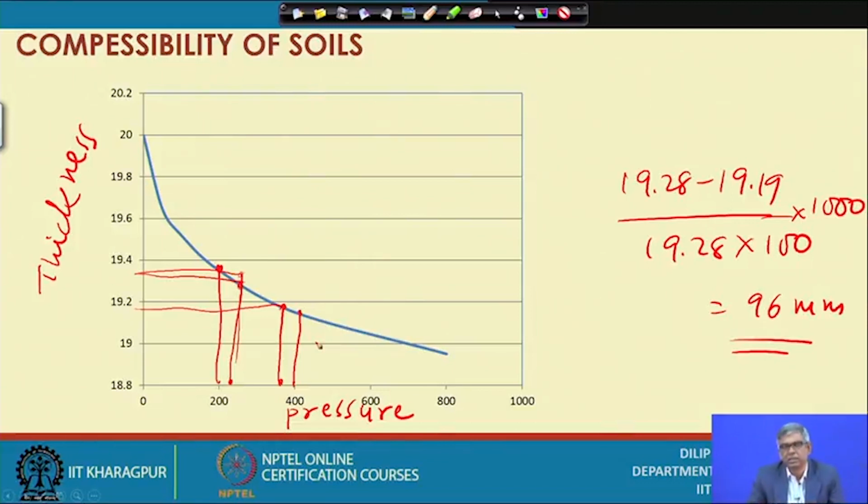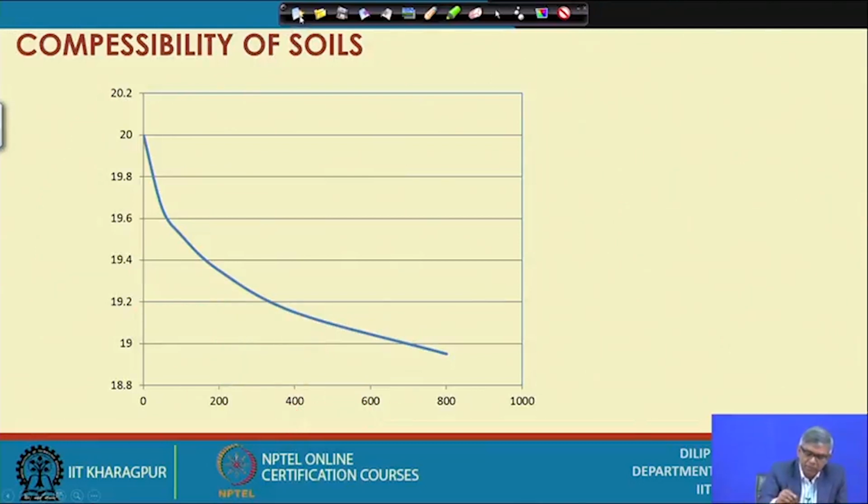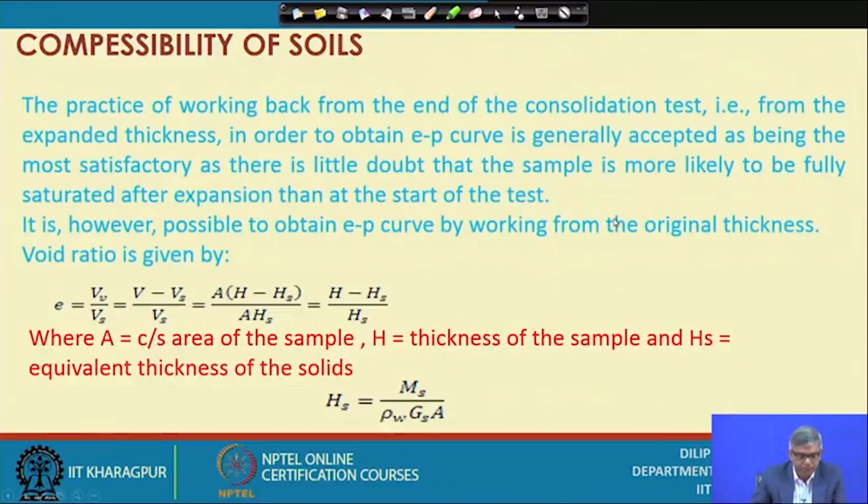Whether you do it from void ratio or from this, they are both almost similar. So, dH by dP or de by dP we are using. Here we are using thickness directly, and because of this change in thickness, the void ratio change is what we have done. Now, we have one more method: the equivalent solid height you may calculate, and based on that we can do some calculation, that is something like this.